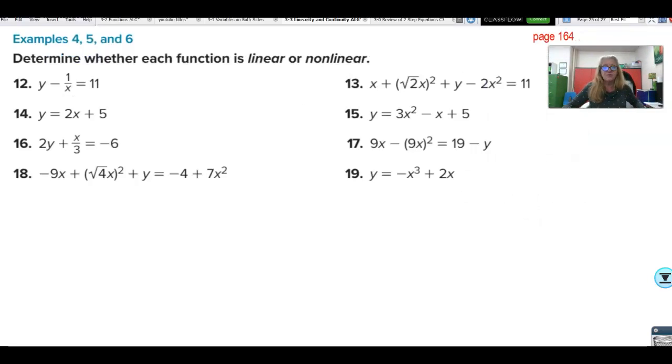This is the hardest lesson we've done all year, right? All right, now we're talking. Now we have some equations that they want to know if they're linear or nonlinear. So this is where it gets fun. I'm excited now. So excited.